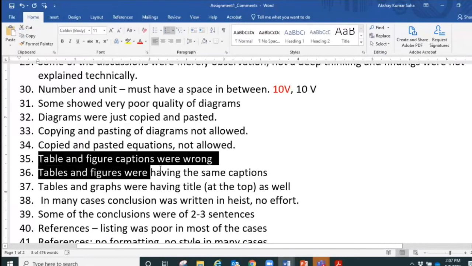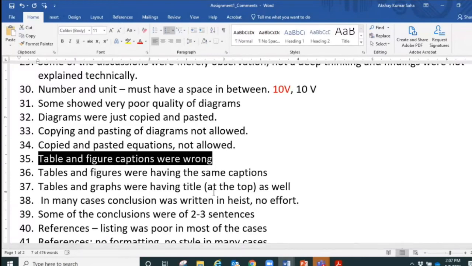And then I'm coming to the table and figure captions. For tables and figures, captions are wrong. For tables, a caption like "a table showing" is wrong. It's a table already. You don't have to say that it is a table. Likewise, "figure showing this graph, voltage graph, magnitude graph, or phase angle graph" is wrong. It's already a graph. You should check some journal papers to see how they caption the tables and figures. These table and figure captions were wrong in most of the cases.